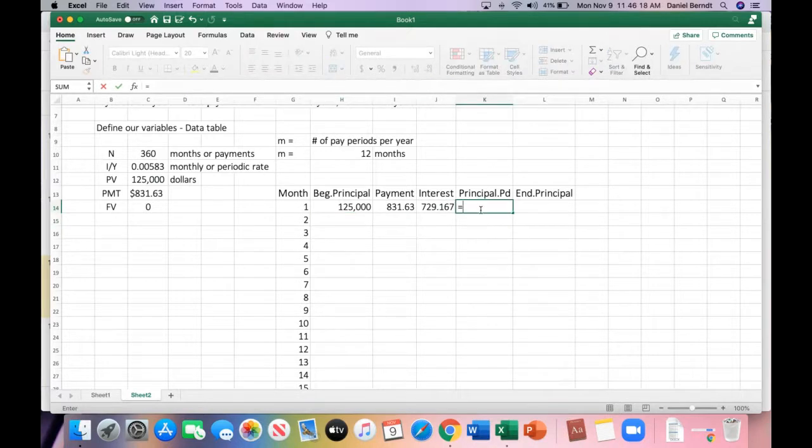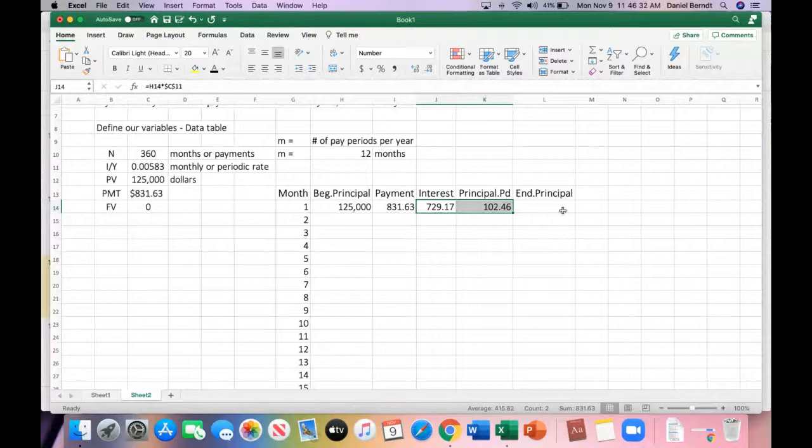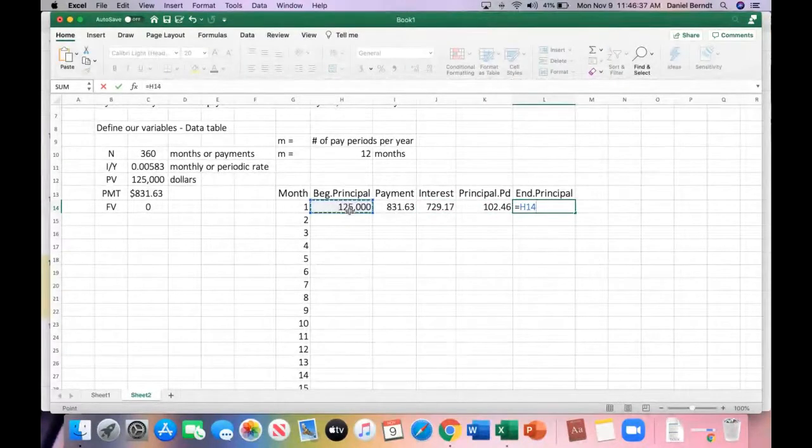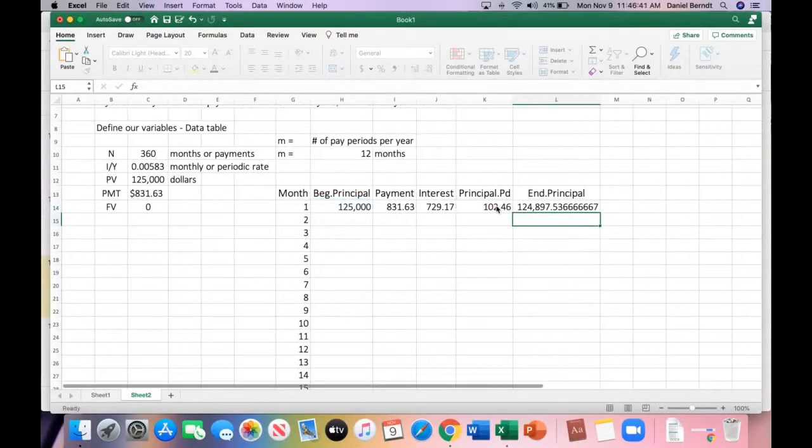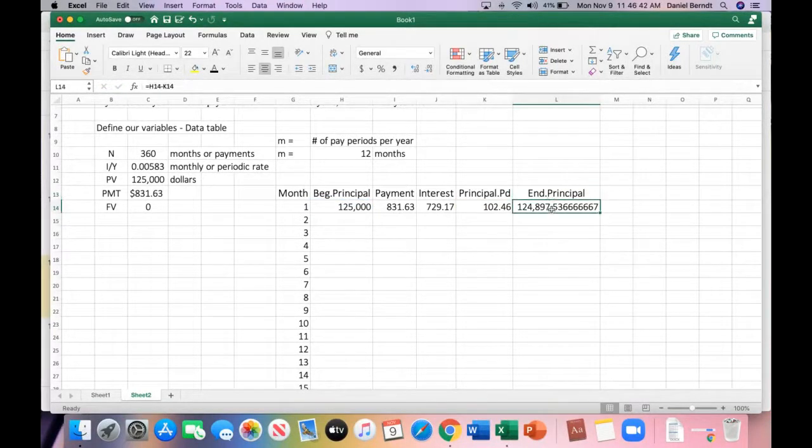Then we're going to take the payment and subtract the amount that we paid towards interest. So now we know the amount that was paid towards our principal. I'm going to shorten this to two decimal places because it is dollars and cents. And then to find that ending principal, I'm going to take my beginning principal and subtract what I paid towards principal. And so that is the new account balance.